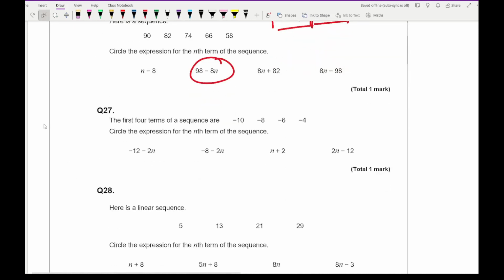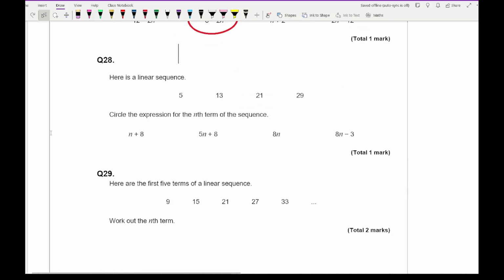Then with question 27, it says the first four terms of a sequence, what's the nth term? For this, you can see we've got minus 2n. And then to get from minus 2 to minus 10, we need to subtract 8. So I'm looking for that second one there. Then question 28 says, here is a linear sequence, which is the nth term, and the correct answer you should have is 8n minus 3.